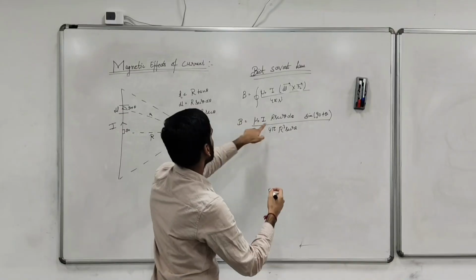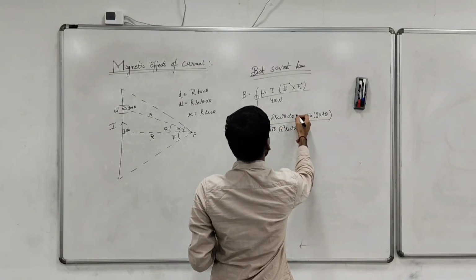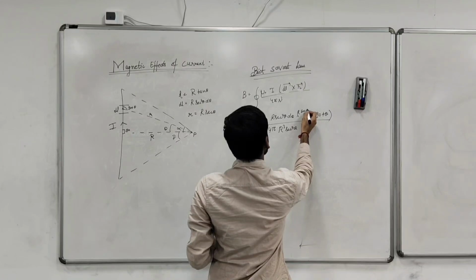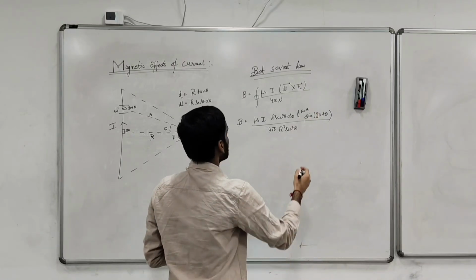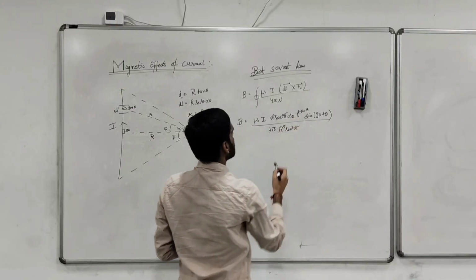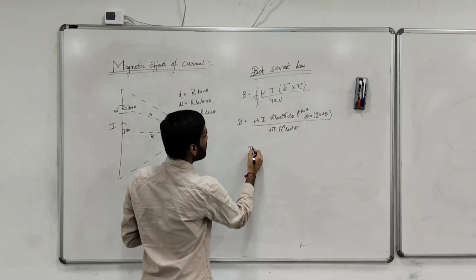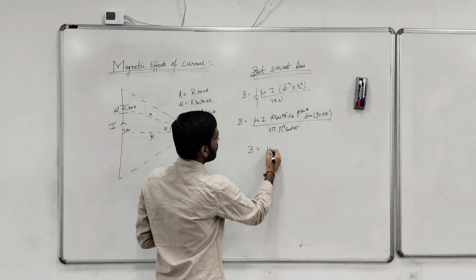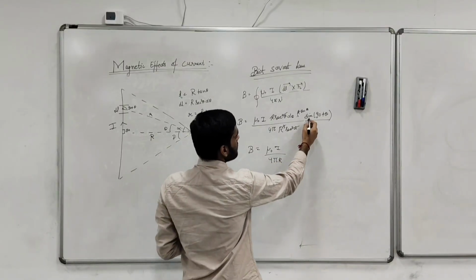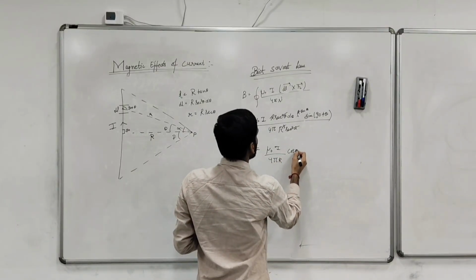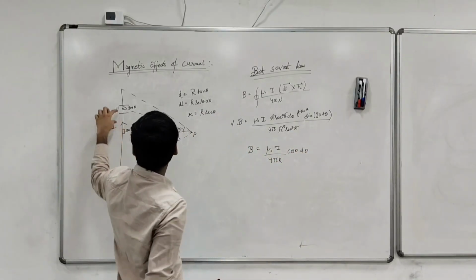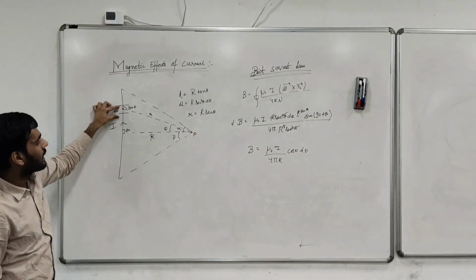So simply dl, r sec theta, division by r sec theta squared. This will cancel, this will cancel, sec square theta will cancel. So we are left with dB is equal to mu naught I by 4 pi r, cos theta d theta. This is the magnetic field produced by this current element.